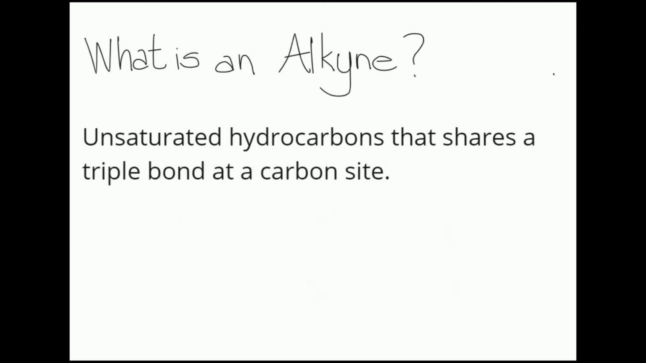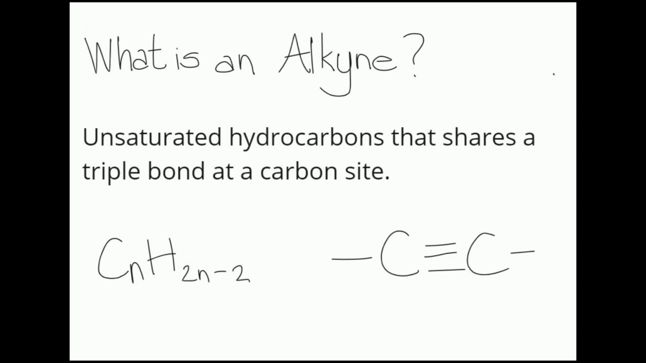Now last but not least, we have alkynes. Similarly to an alkene, they are unsaturated hydrocarbons that share triple bonds at a carbon site. Or simply put, there is at least one triple bond in the hydrocarbon. Now, alkynes are the least stable out of the group, less stable than alkenes. Now, our general formula for alkynes is CnH2n-2. Now, again, with the 2 carbon atom hydrocarbons, this is ethyne.